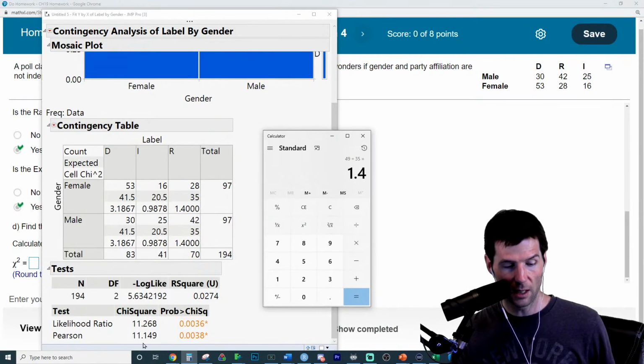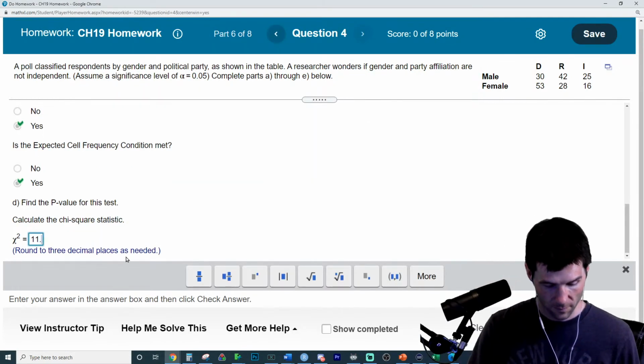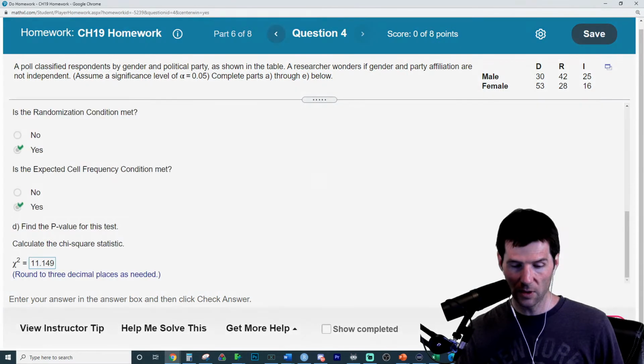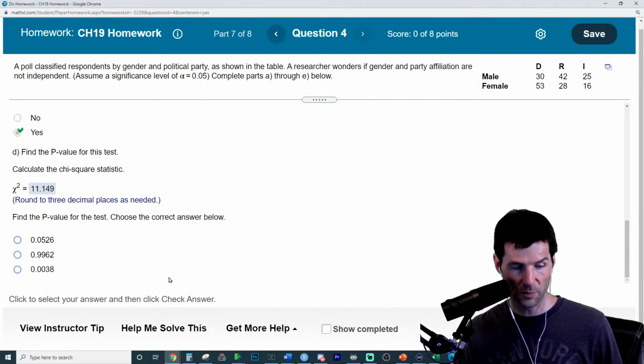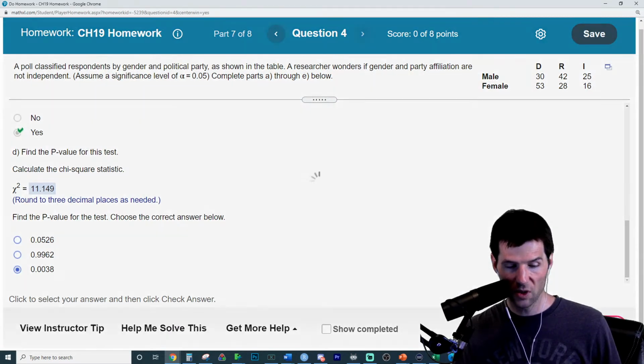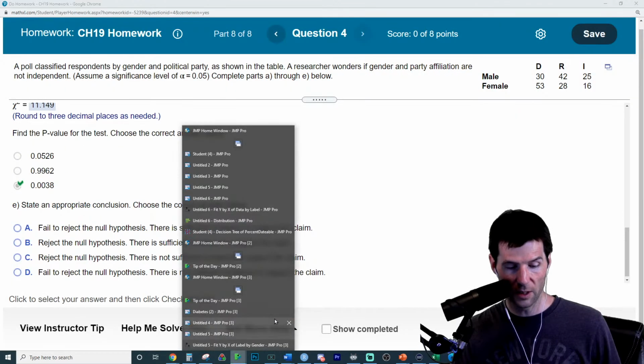And we saw it's 11.149. Three decimals, good to go. Nice work. And then I believe it's a very small p-value, and we can check the p-value.